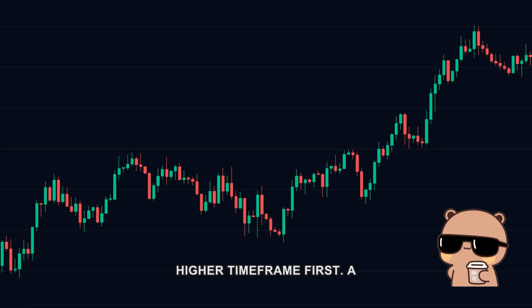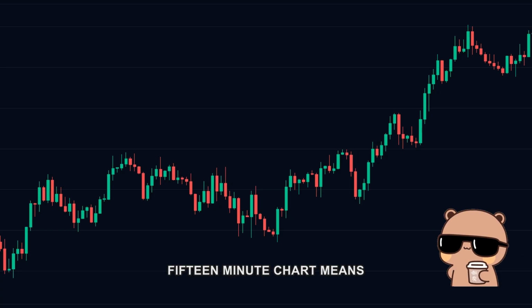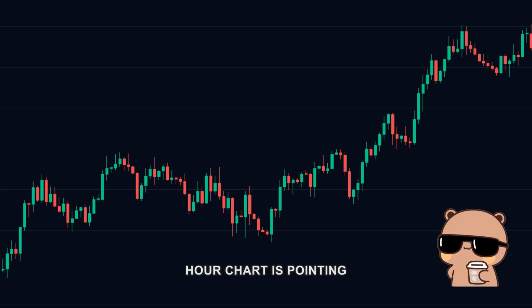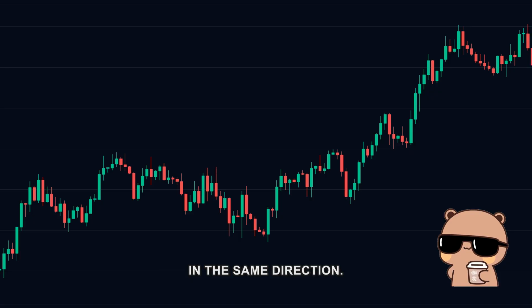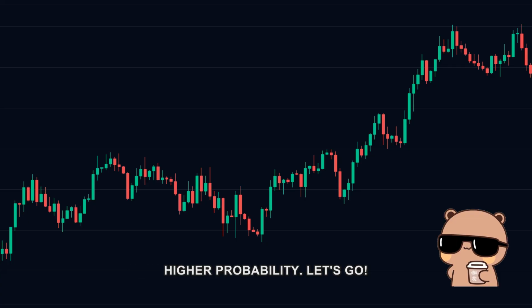Tip 3. Always check the higher time frame first. A breaker block on the 15-minute chart means way more if the 1 hour or 4 hour chart is pointing in the same direction. Higher time frame confluence equals higher probability.